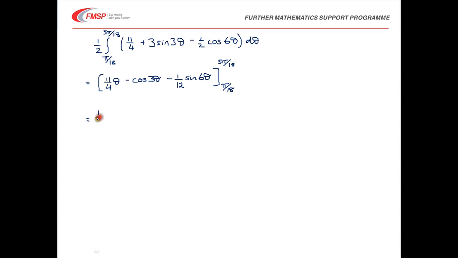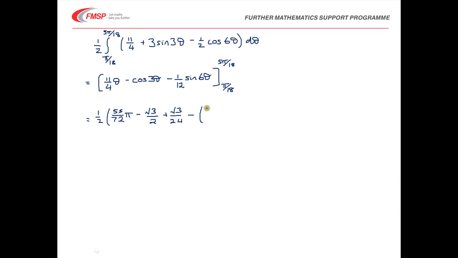Okay, so that's a half. If I substitute in 5π/18 times 11/4, that's 55/72 π, minus cos of 5π/6, on the calculator if necessary, root 3 over 2. And if I put in 6 lots of 5π/18 into sine θ and divide it by 12, all on the calculator, I get root 3 over 24.